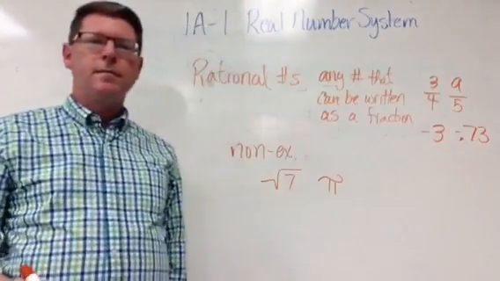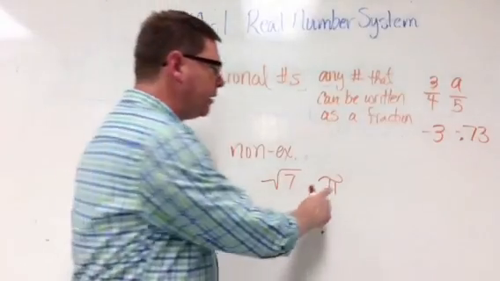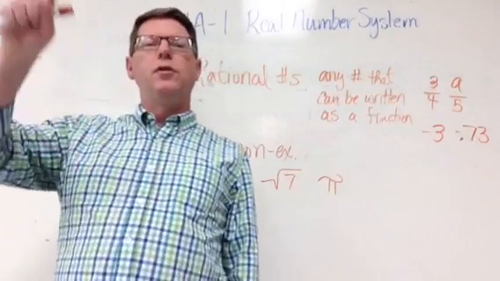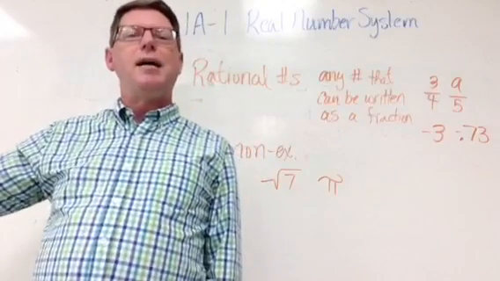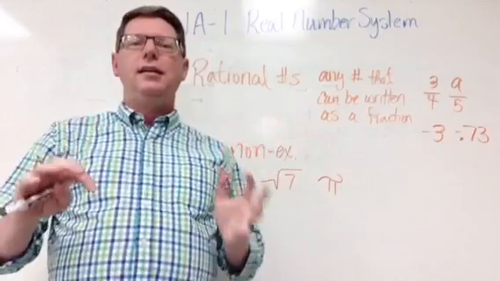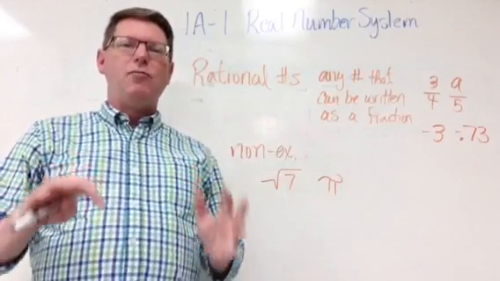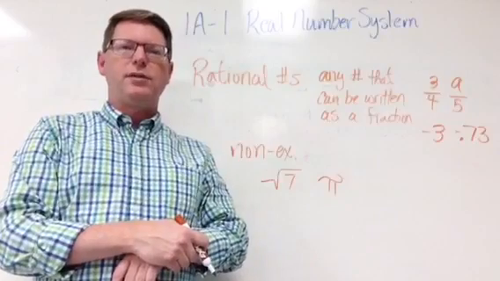Remember what that is? Exactly. It's one of my favorite desserts, pi. Okay? Pi is 3.1415, yada, yada, yada, yada. There's lots of numbers after it. It never stops. And because you can't write that as a fraction, it is not a rational number. So those are two non-examples of rational numbers.